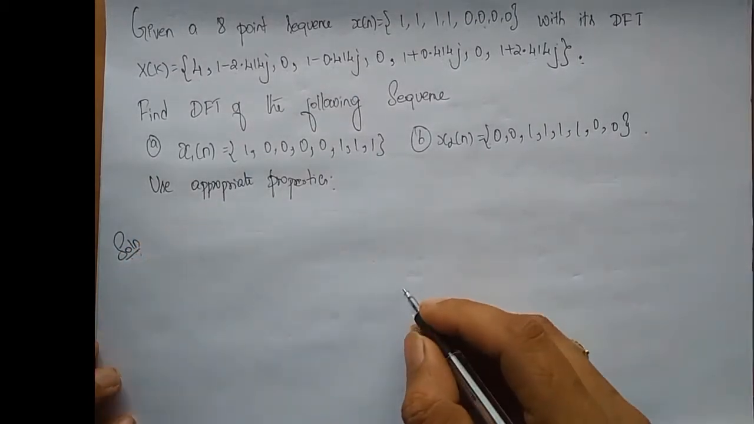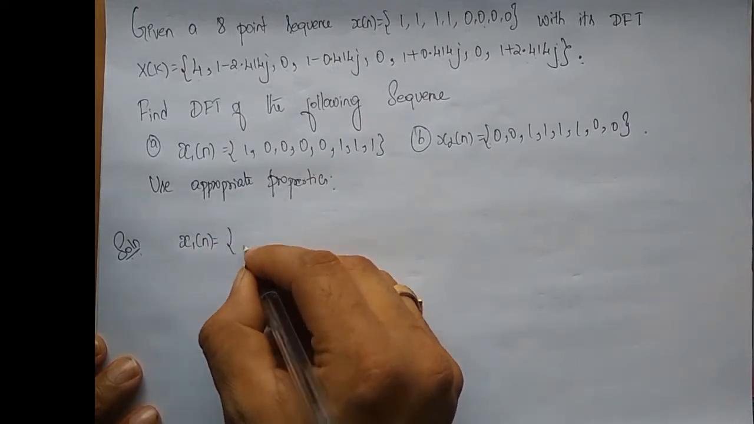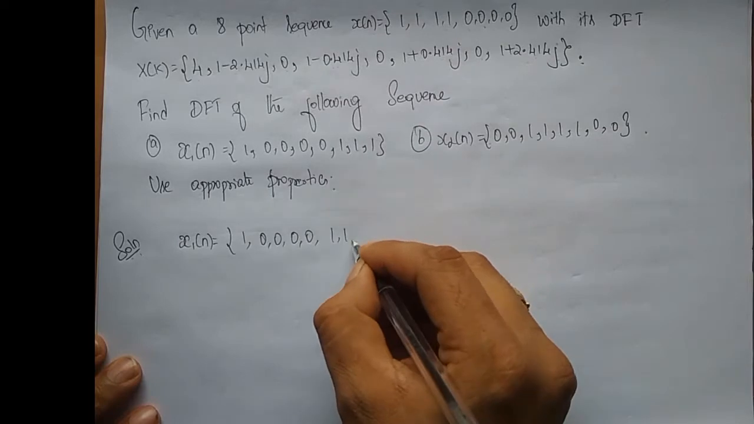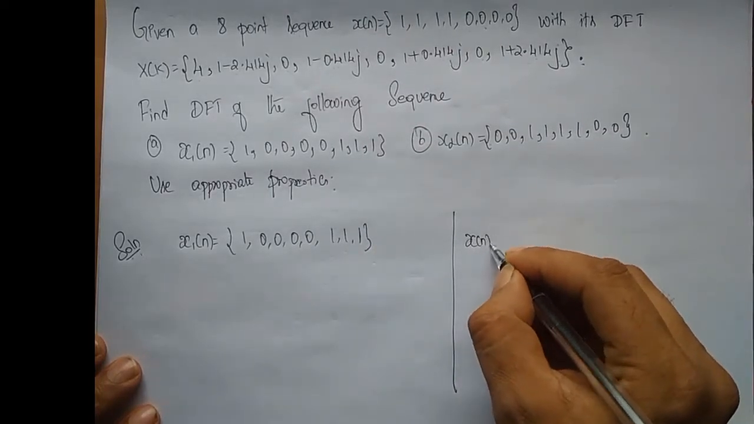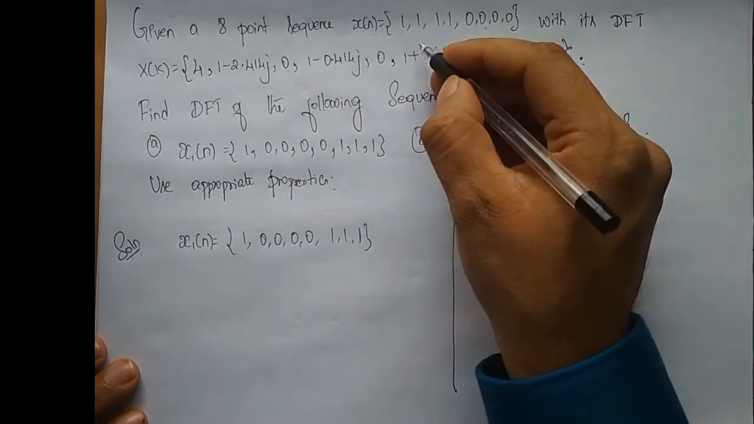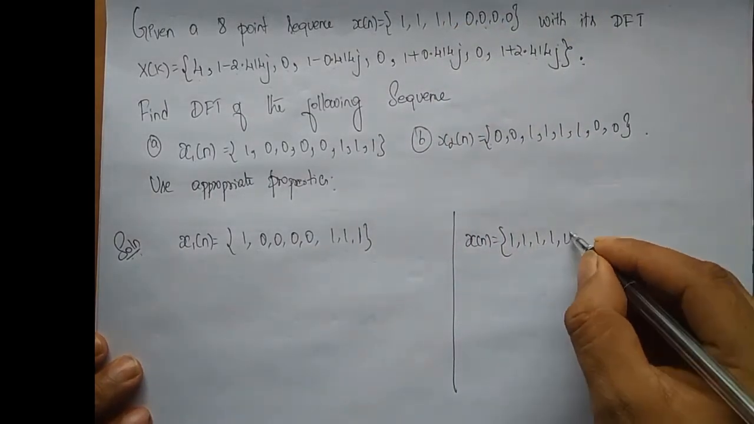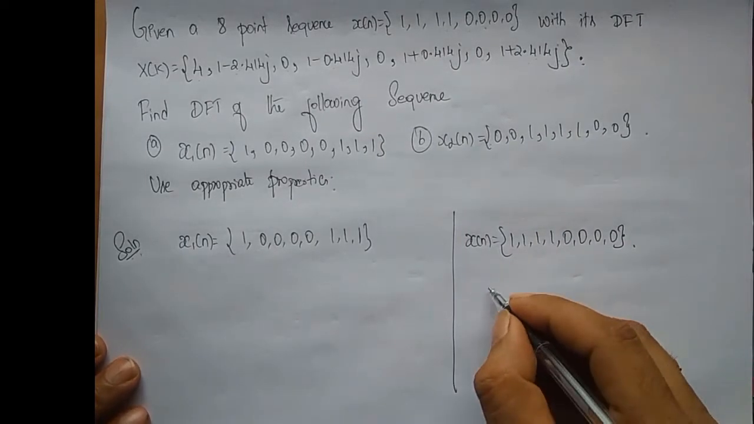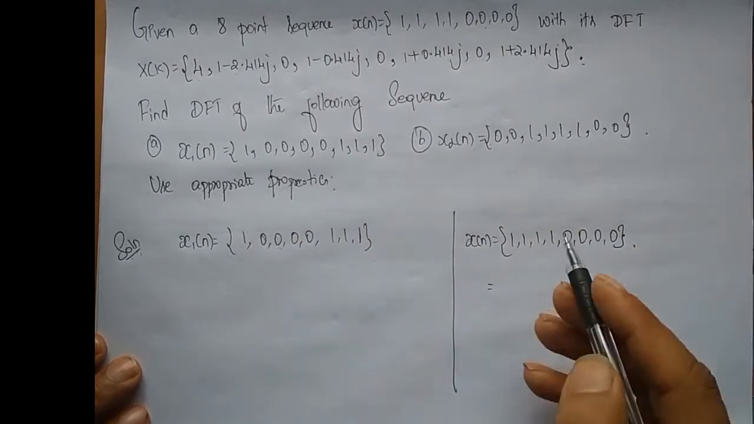Solution. Now what is x1 of n? It is given by 1 0 0 0 0 1 1 1, right? And x of n is this sequence, which is 1, 1, 1, 1, 0, 0, 0, 0. Now, can you find any relationship between these two?